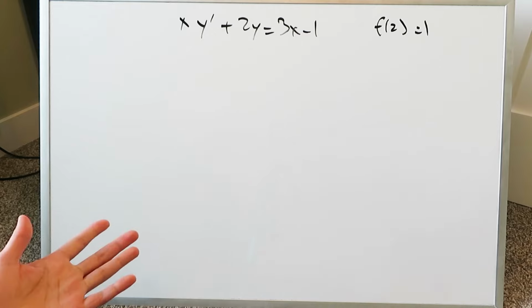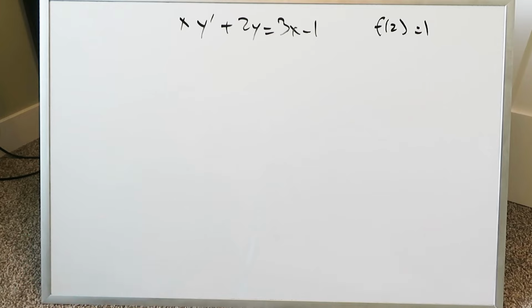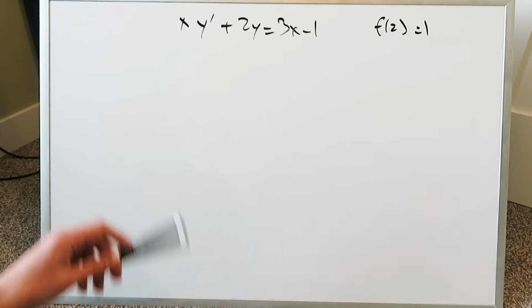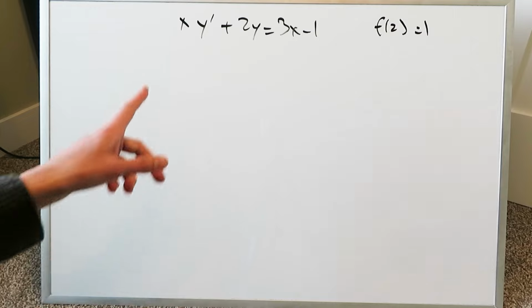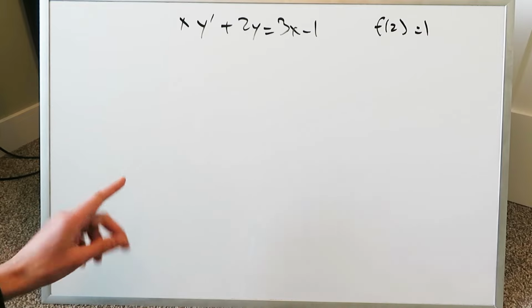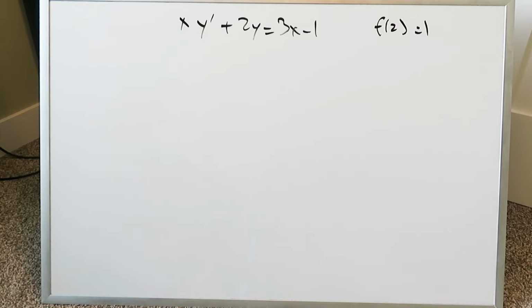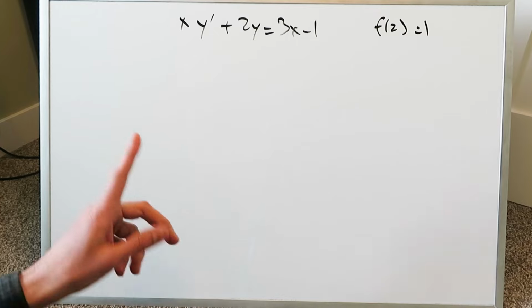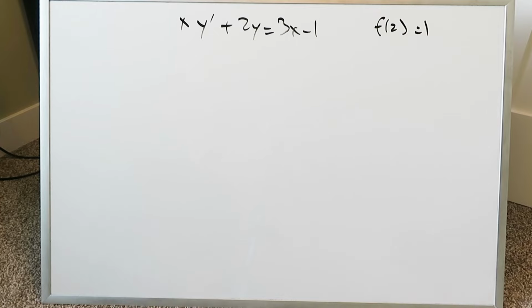We're reviewing some differential equation questions in this particular video. We're starting here with this one right here. We have x y prime, which you know is dy/dx, plus 2y is equal to 3x minus 1. We also have that condition f(2) is equal to 1. We have to solve this, and how would you go about doing it?